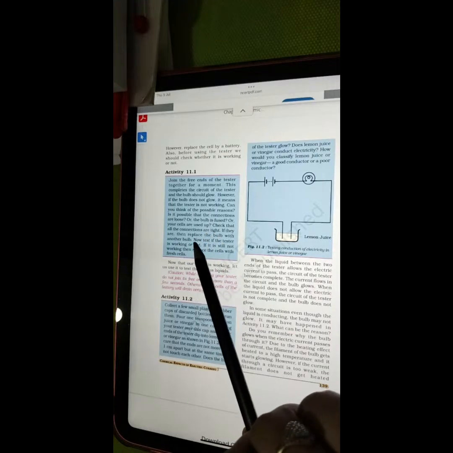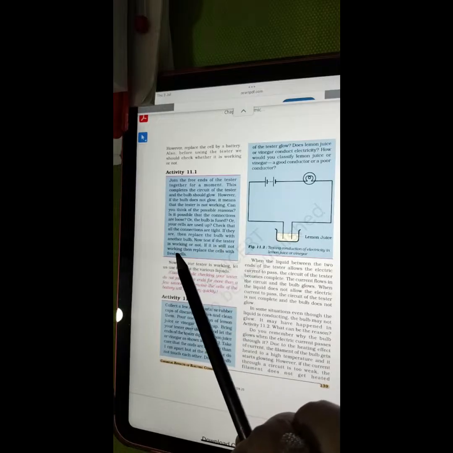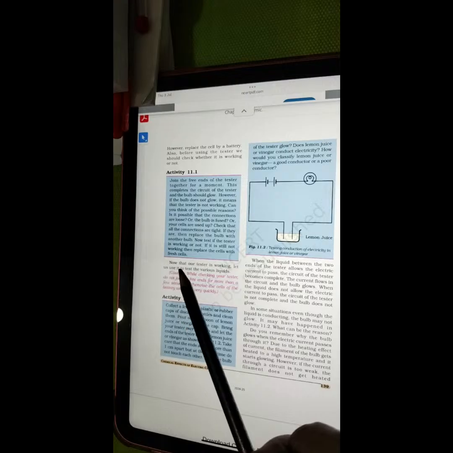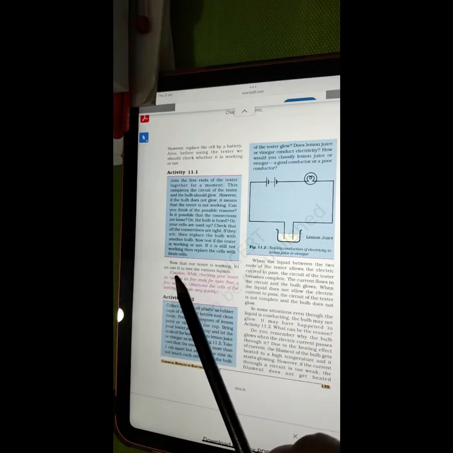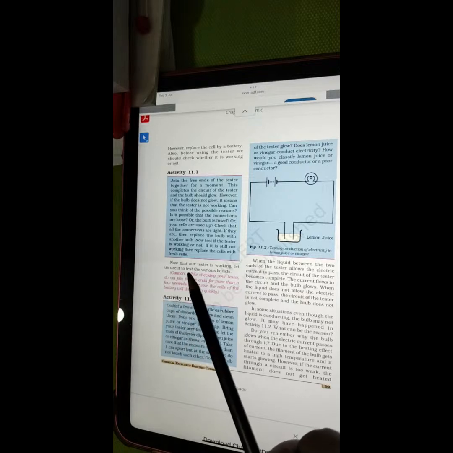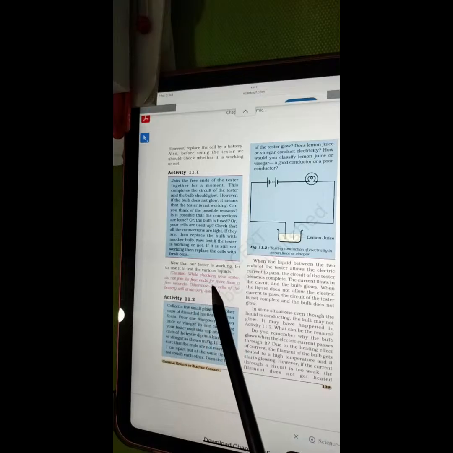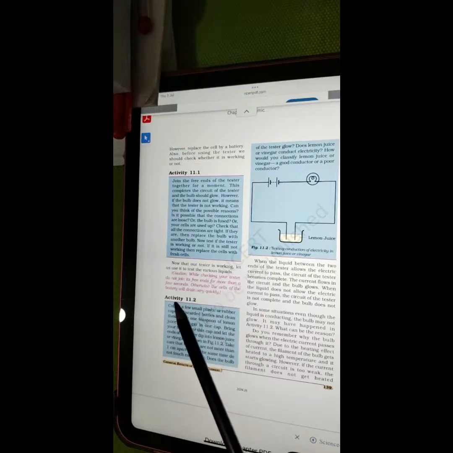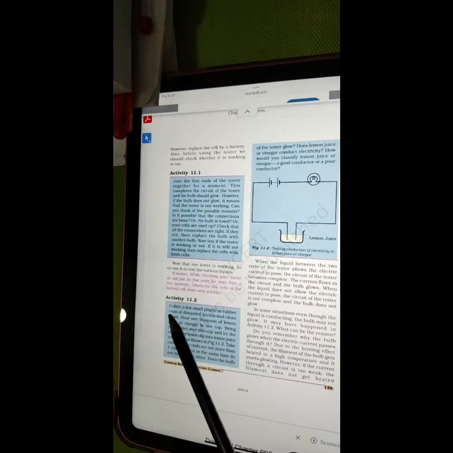Check that all the connections are tight. If they are, then replace the bulb with another bulb. Now test if the tester is working or not. If it is still not working, then replace the cells with fresh cells. Now that our tester is working, let us use it to test the various liquids. Caution: while checking your tester, do not join its free ends for more than a few seconds, otherwise the cells of the battery will drain very quickly.